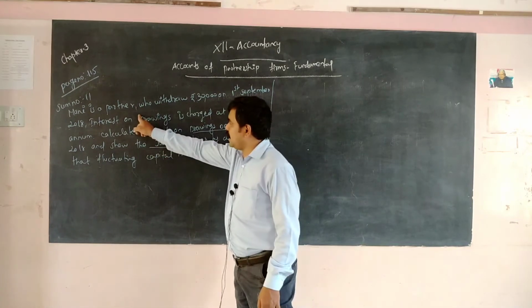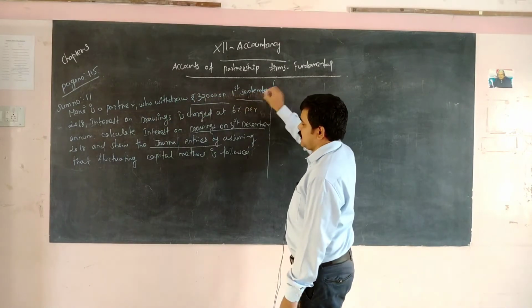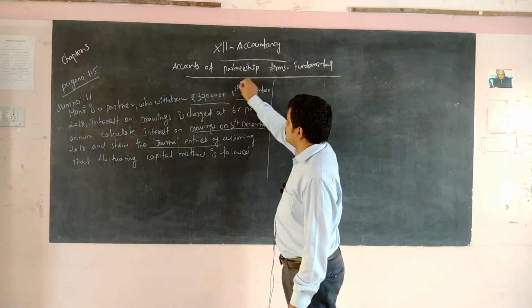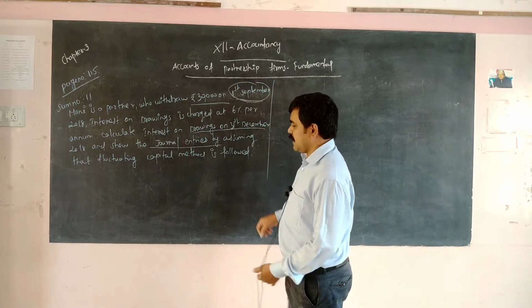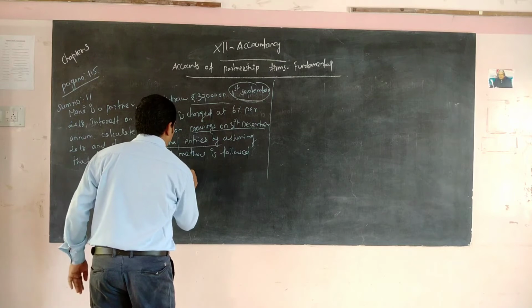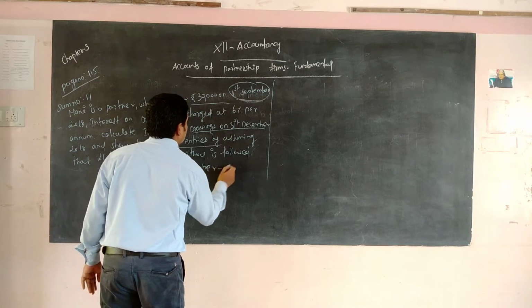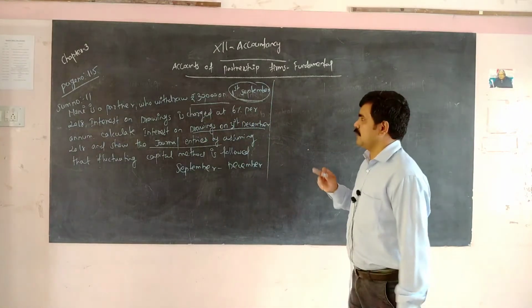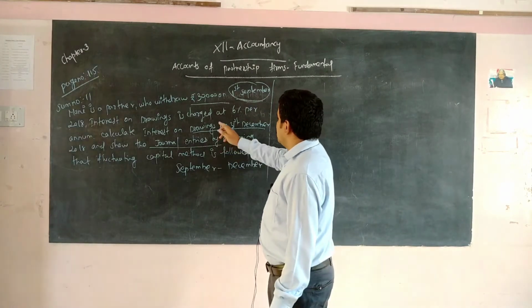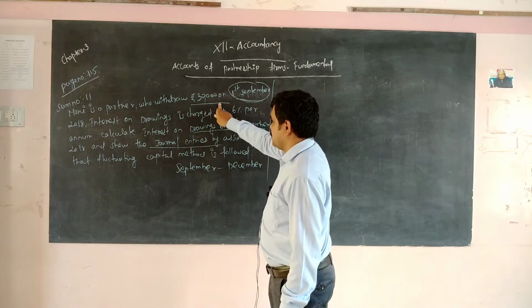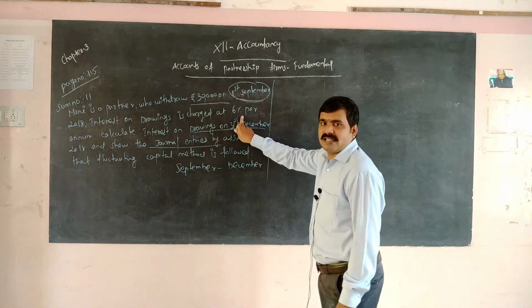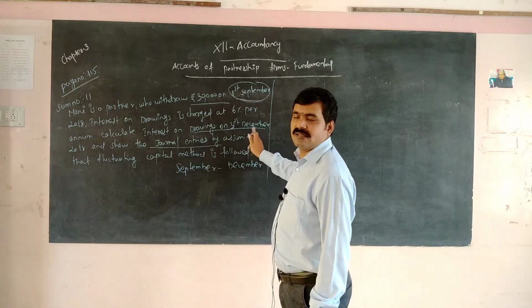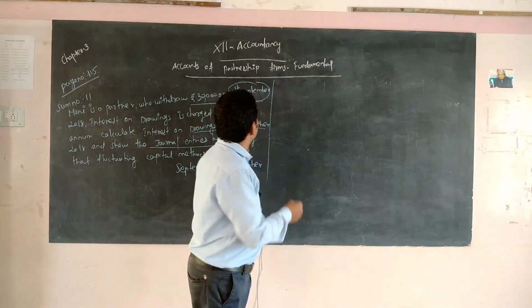Okay, Mani is a partner who withdrew 30,000 on 1st September 2018. So we have to take September to December. The amount is 30,000, rate of interest 6%. The ending date is 31st December. Okay, now we are going to start the problem.